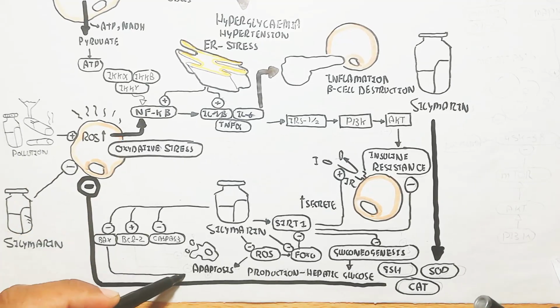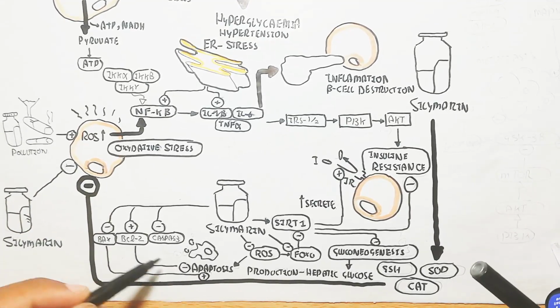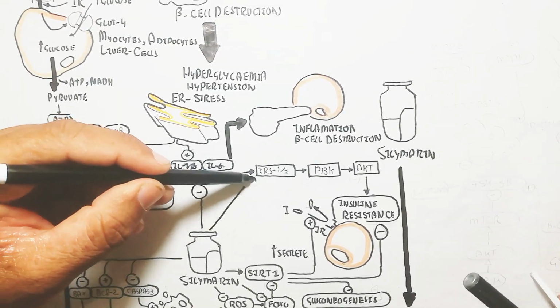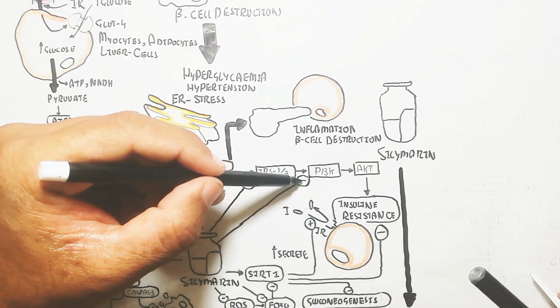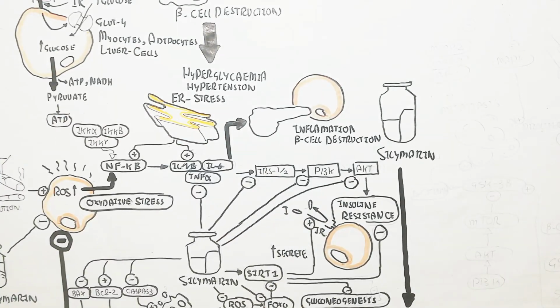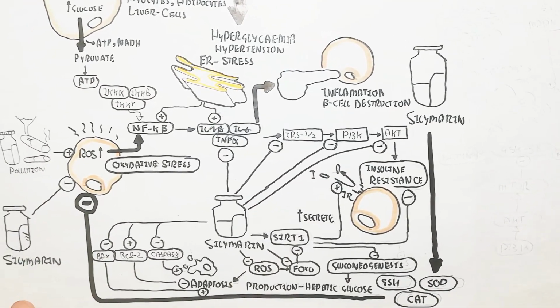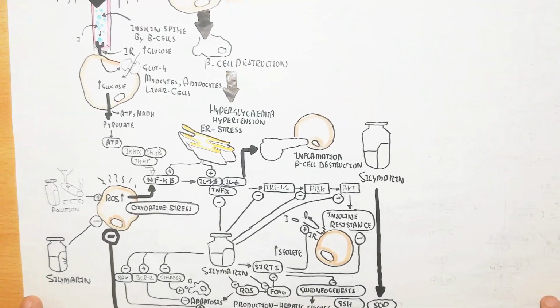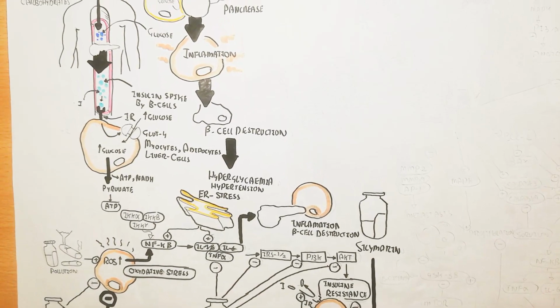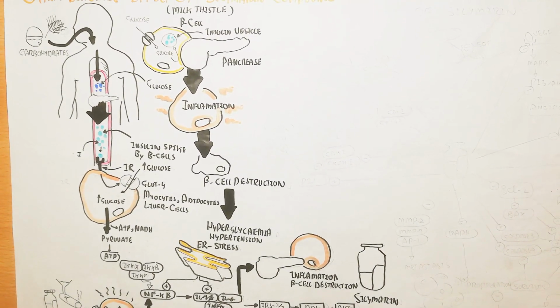On the other hand, the silymarin will also inhibit apoptosis by triggering the BCL2 gene, while BAX and caspase 3 are inhibited, which inhibits apoptosis. I hope this makes sense: this is the benefit of silymarin in creating the anti-diabetic effect.